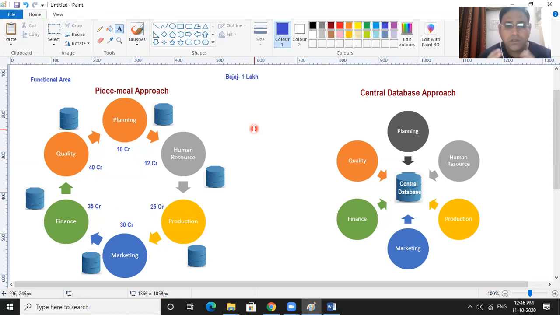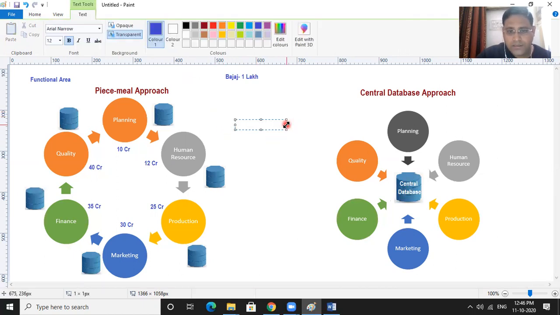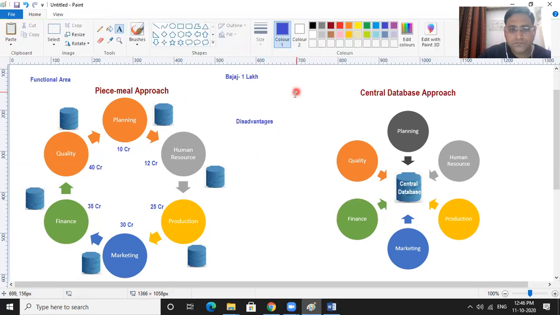Okay, now what is the problem? The limitations or disadvantages of the piecemeal approach. Okay, so I would like to write here: disadvantages of piecemeal approach. Now why is it called the piecemeal approach?